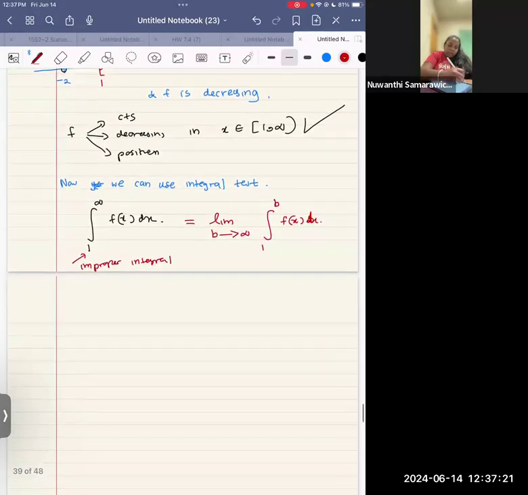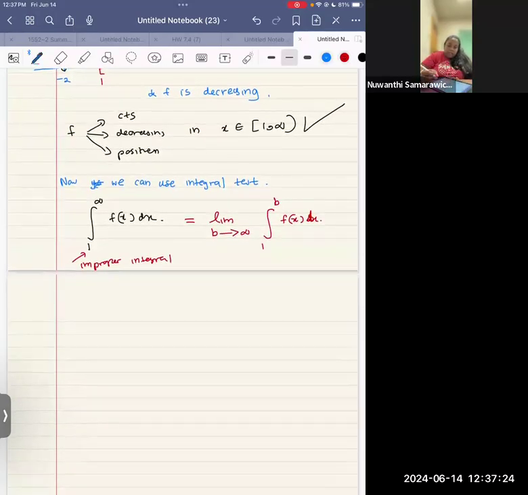Now can you find what this part is? The limit as b approaches infinity of the integral from 1 to b, our f(x) is 1 over, I'm sorry, (x plus 2) squared, dx. Can you all check whether you get a finite number?